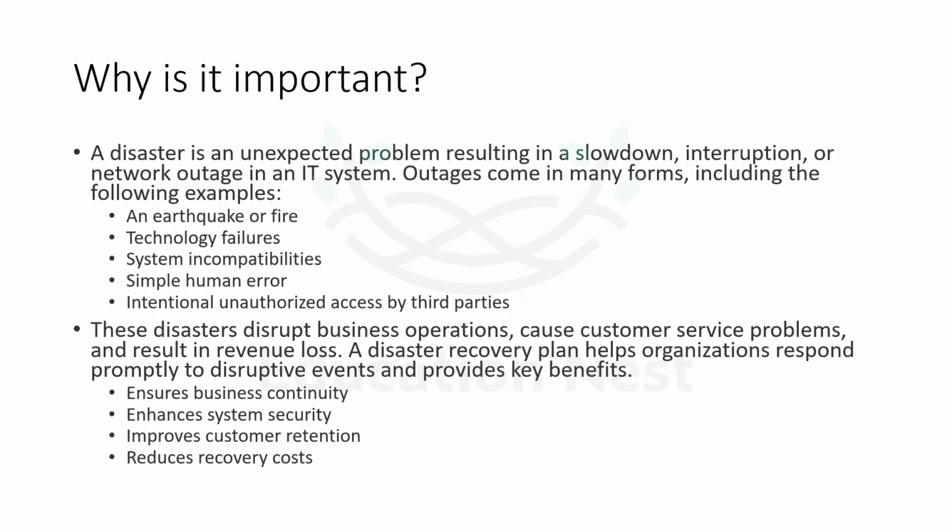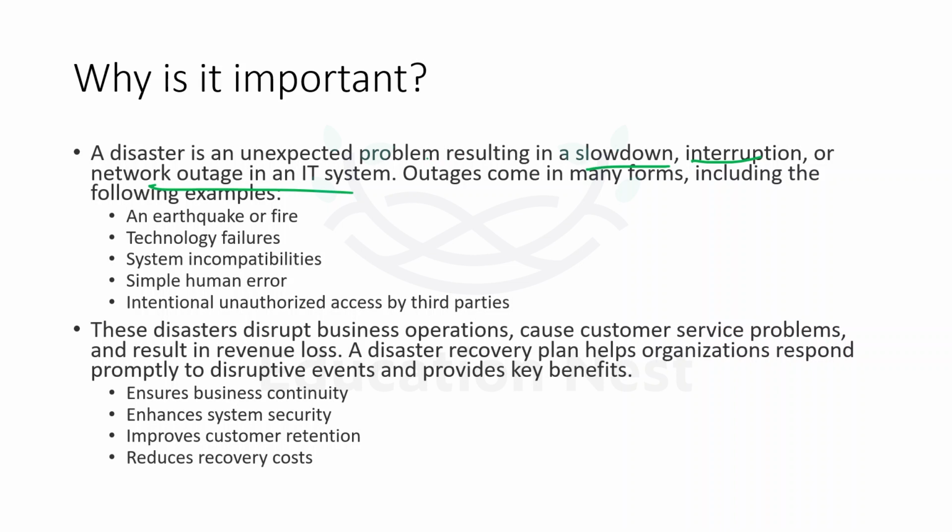Now, why is it important? You would have understood till this point why it is important, but formally, a disaster is something that unexpectedly happens. It can slow down your business. It doesn't always mean that it will shut down or terminate your entire business. There can be interruptions, there can be network outages. So these are called disasters. So, how can these disasters happen?